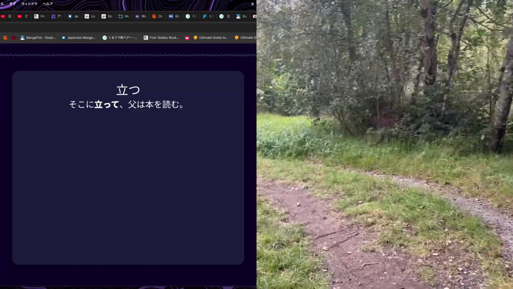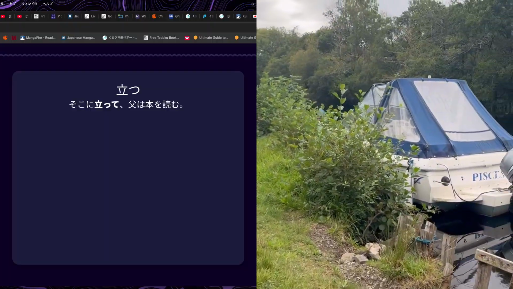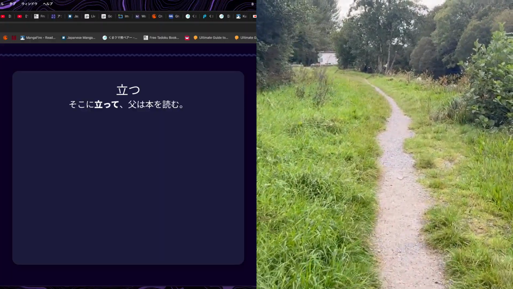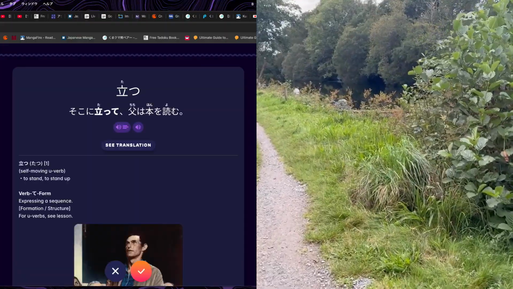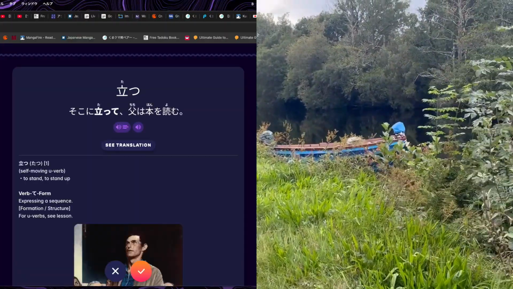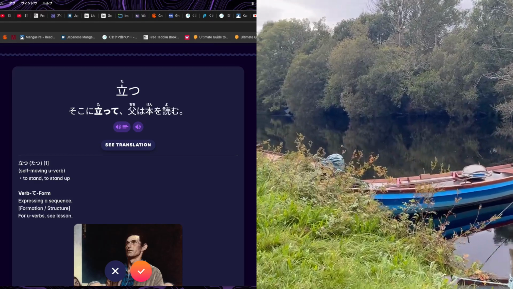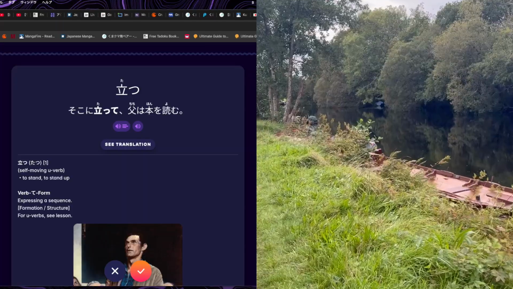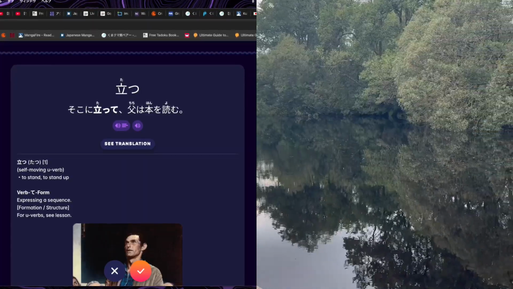So if I go from my translation of the sentence now, I think the sentence is saying something along the lines of, my father reads a book while standing, or my father reads while standing. The direct translation of the sentence is, standing there, my father reads a book. So I know the sentence in my mind. I'm like, okay, I know the context, I know what it's on about. But let's say I don't know that much. I could click on the card and maybe the furigana might help.